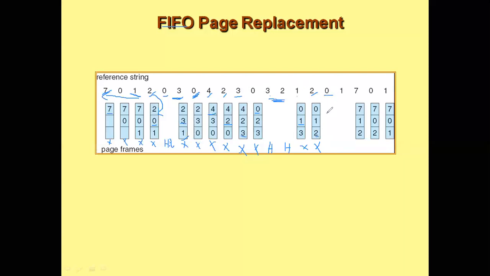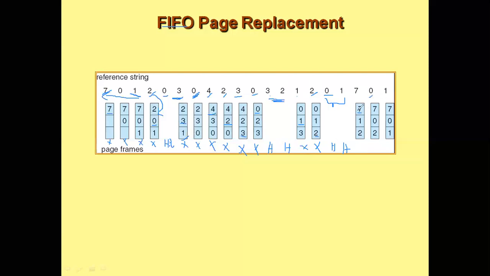What about the next page 0? 0 is in the main memory, so it is a hit. And what about 1? 1 is also in the main memory, so it is a hit. Coming to 7, remember, you don't consider this. Which one should you replace for 7? You can't be replacing 2, you can't be replacing 1, you should be replacing 0 because that came first. So 0 is replaced with 7.